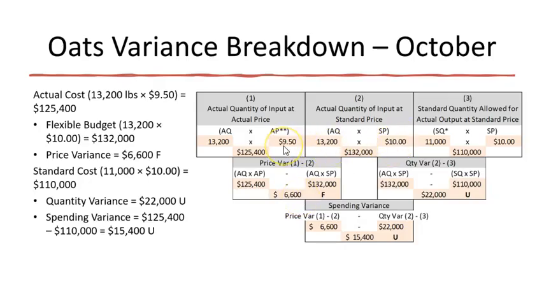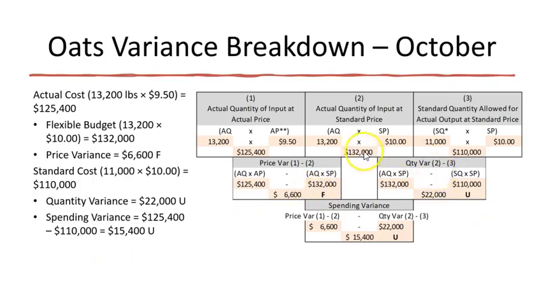They spent $9.50 per pound. They had a 50-cent savings. 50-cent savings on the 13,200 pounds comes up to a total savings of $6,600. In cost variance analysis, savings are favorable.